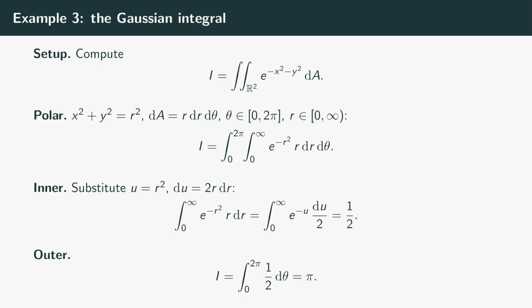Now the magic step. Back in Cartesian, by Fubini, I equals the integral from -infinity to infinity of the integral from -infinity to infinity of e^(-x²) times e^(-y²) dy dx. The integrand factors, so the double integral factors into a product: I equals the integral from -infinity to infinity of e^(-x²) dx times the integral from -infinity to infinity of e^(-y²) dy, which is the integral from -infinity to infinity of e^(-x²) dx all squared. We've shown this square equals π.